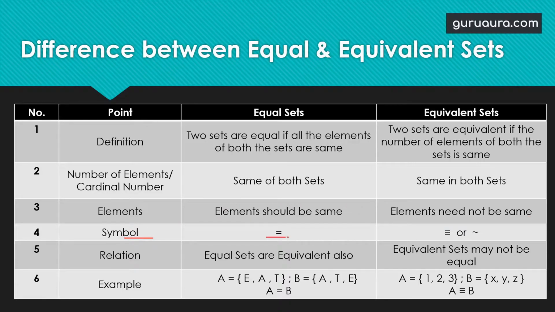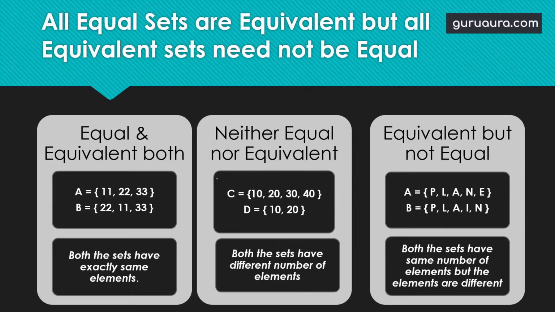Symbol. This sign is used to denote equal sets, whereas this sign is used to denote equivalent sets. All equal sets are equivalent, whereas all equivalent sets may not be equal. Let's understand this statement. The first case, equal and equivalent both.